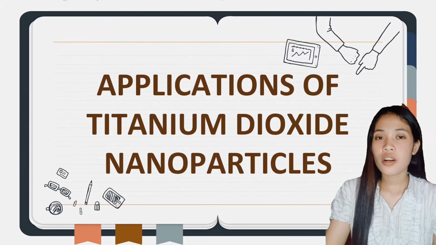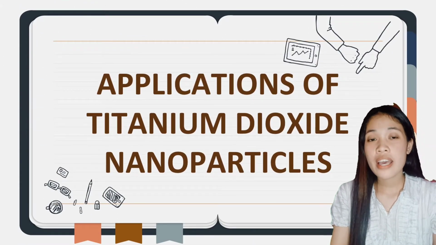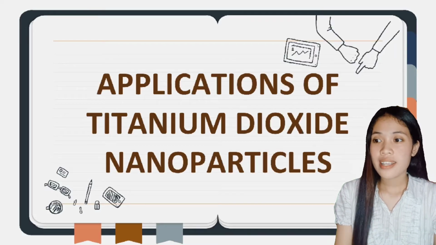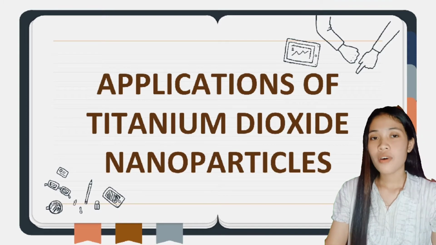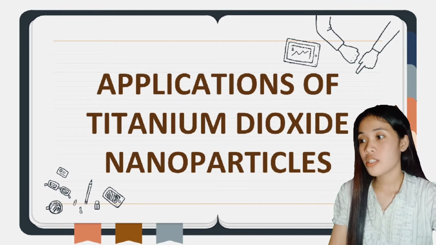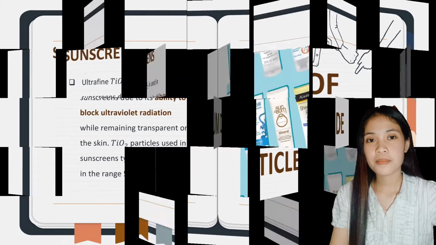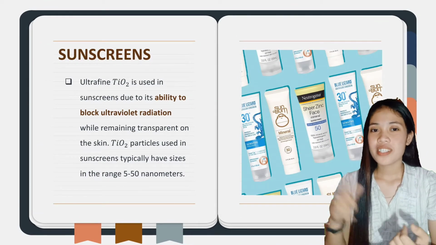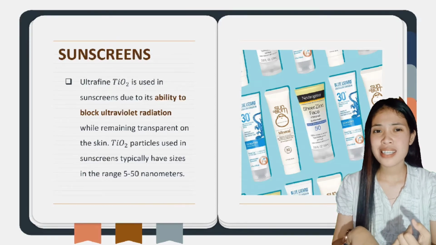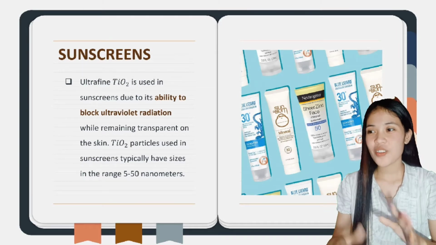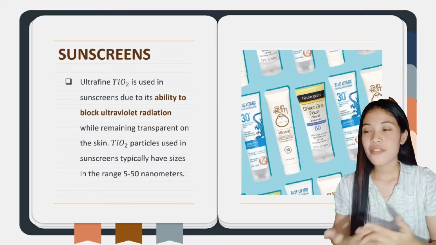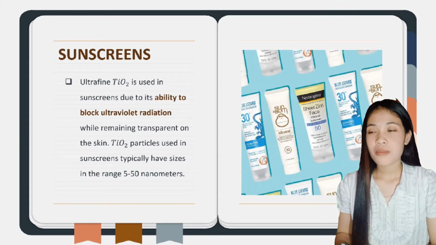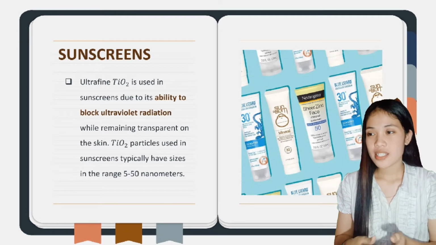So since we are already done in defining and providing a short background for titanium dioxide nanoparticles, let us move on to its applications or uses. First things first is sunscreens. Your sisters might be using this right now, your mother. So I think this is a very common product that contains titanium dioxide nanoparticles.